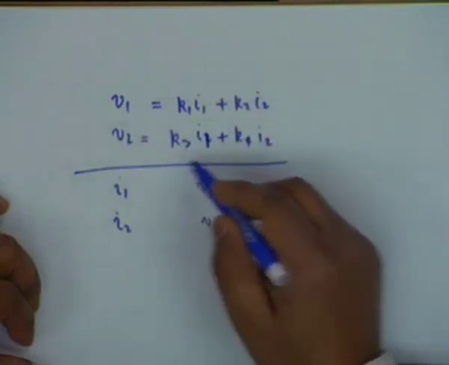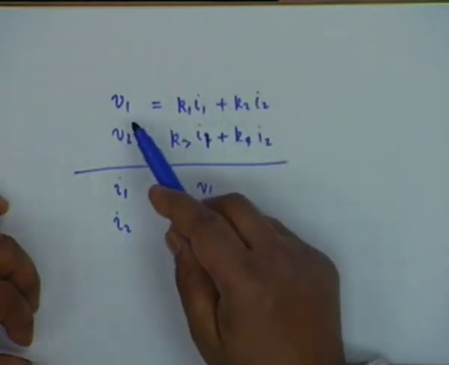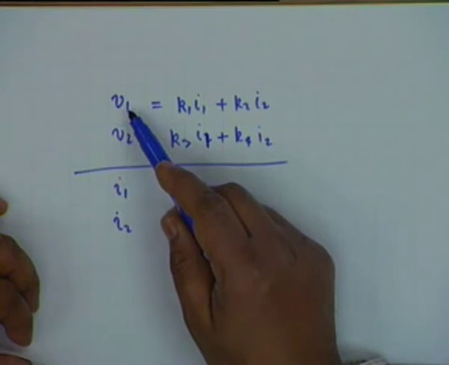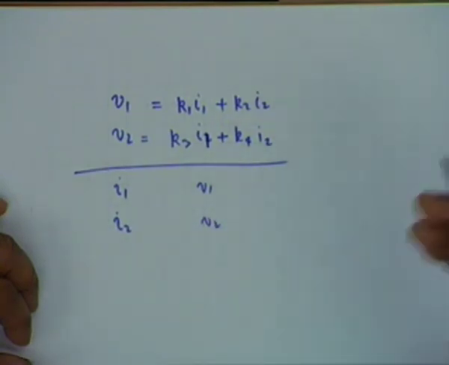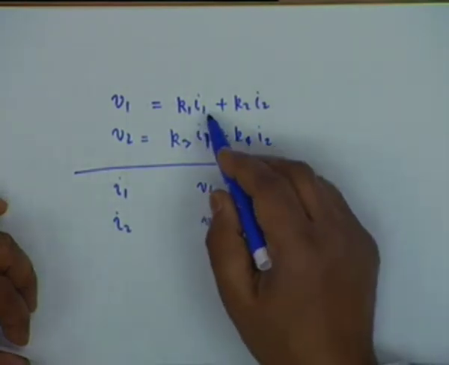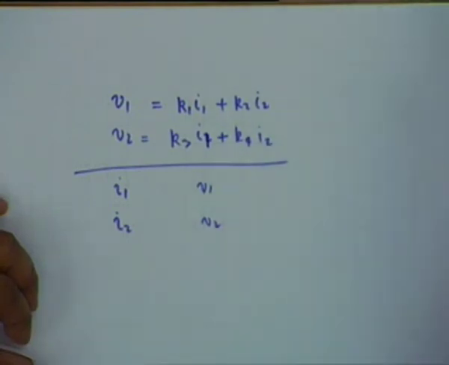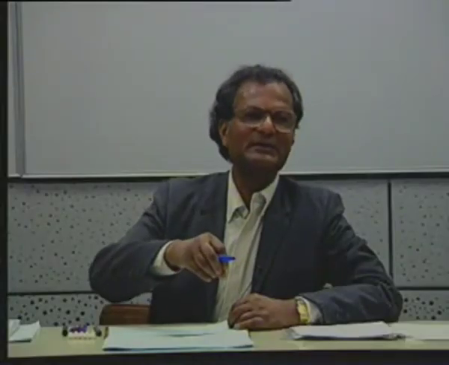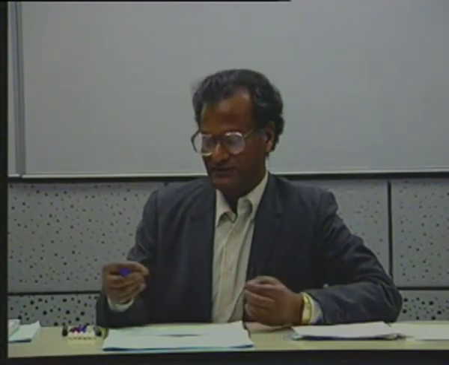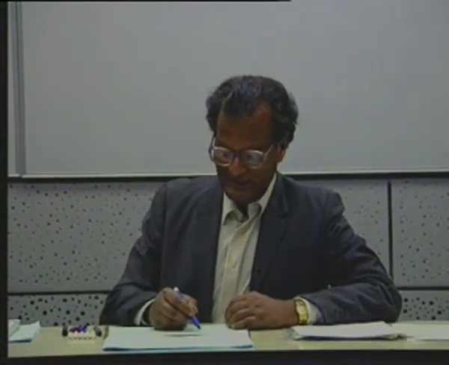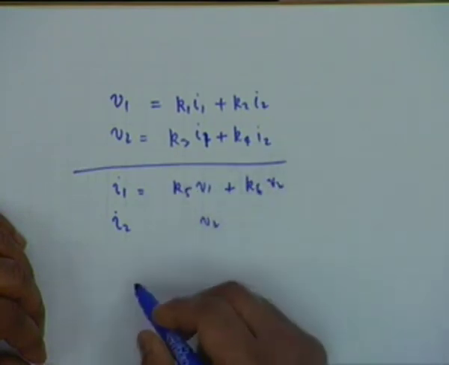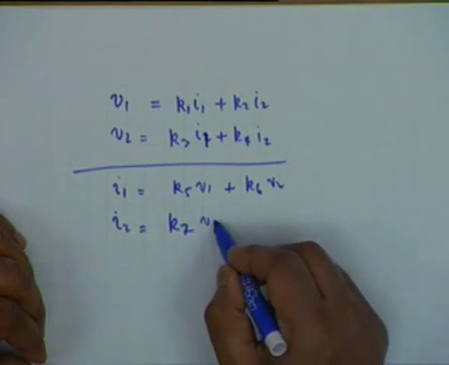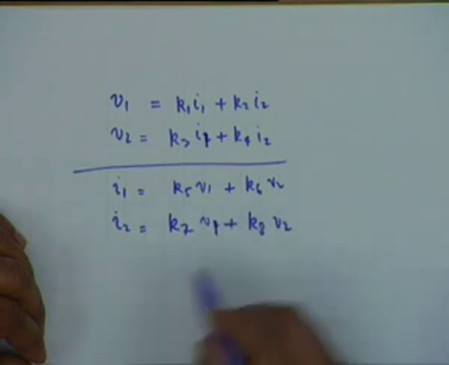All right. It's a linear network, and therefore the voltage, which is a dependent variable, must be a linear combination of I1 and I2. That is, superposition. I1 and I2 are independent variables, they are sources, and therefore you can determine the responses to each independently, then add them up. Similarly, you can write I1 equal to K5 V1 plus K6 V2, and I2 as K7 V1 plus K8 V2.